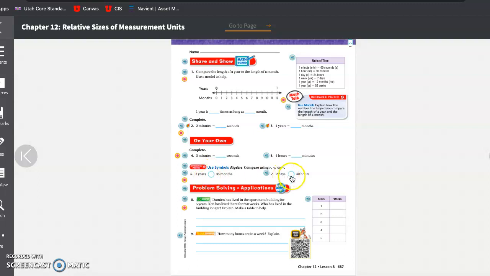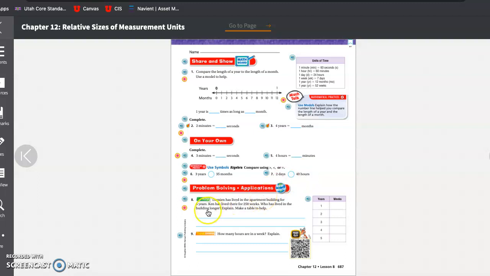2 days and 40 hours. Okay, the same concept. 2 days is greater than 40 hours. How many hours are in a day? Well, there's 24 hours in a day. So 24 times 2, which is 2 days, is 48 hours. So this is just shy of 2 days.